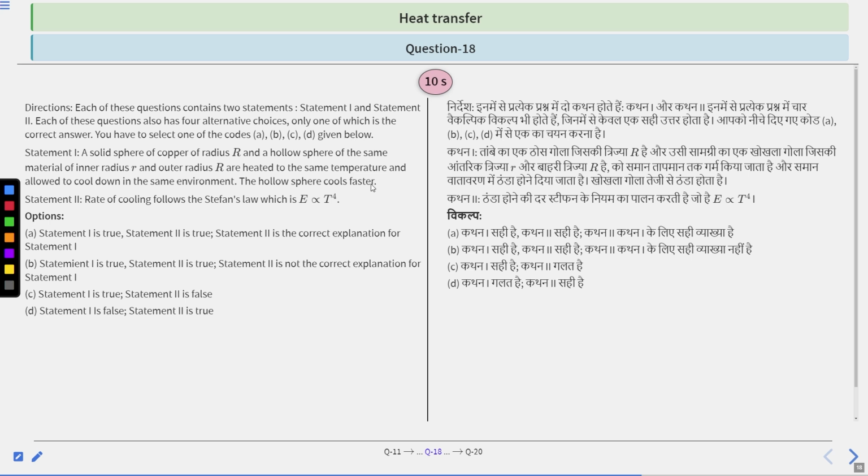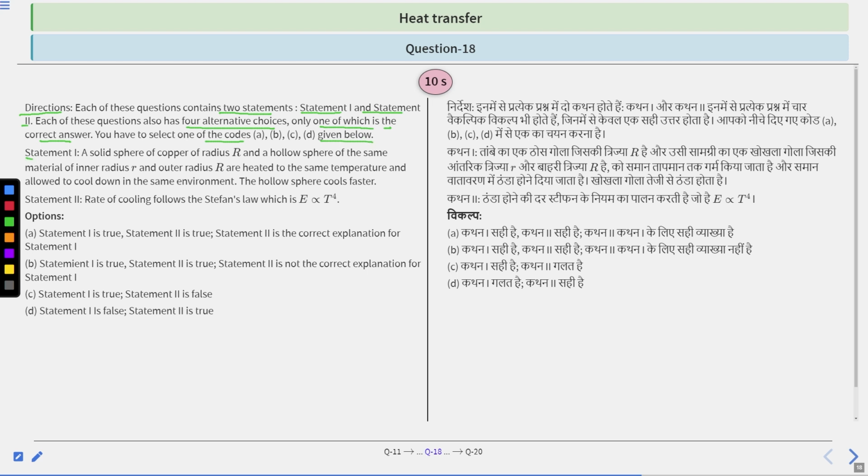Question 18. This is an assertion and reason type question. Directions: each of these questions contains two statements, statement first and statement second. Each of these questions also has four alternative choices, only one of which is the correct option. You have to select one of these codes A, B, C and D given below.